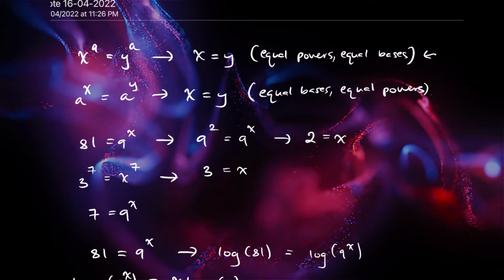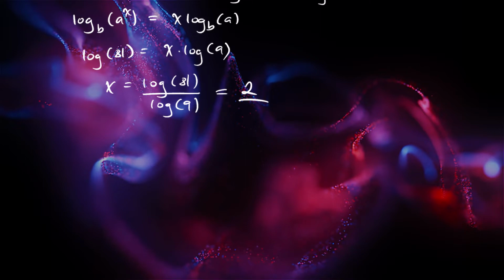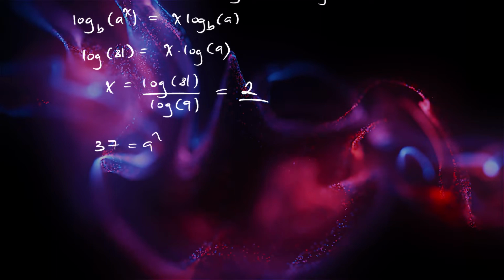Now this was quite convoluted, right? It took a few steps to solve, but this is really important because I can essentially find values of x where x is not an integer. For example, let's look at one of those harder examples, like 37 is equal to 9 to the power of x. In fact, let's do a different number than 9. Let's do 4 to the power of x.